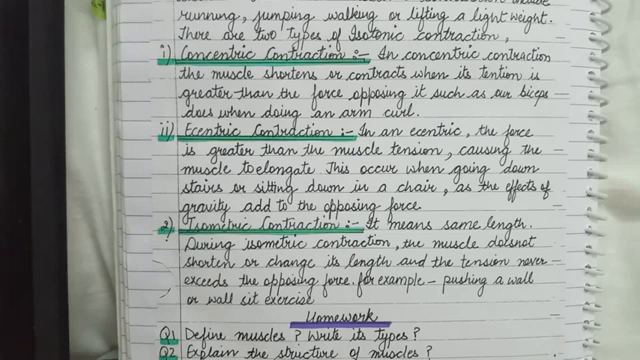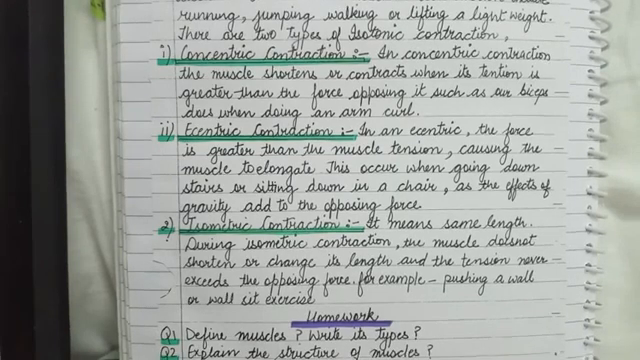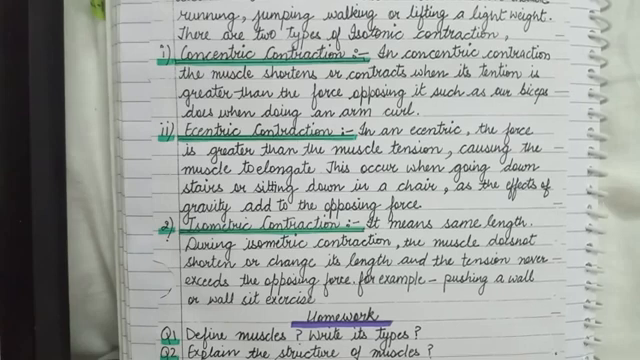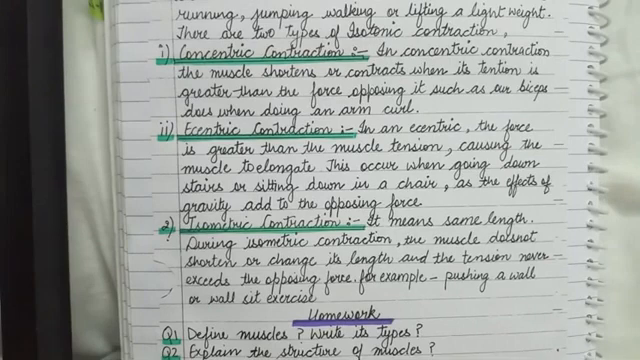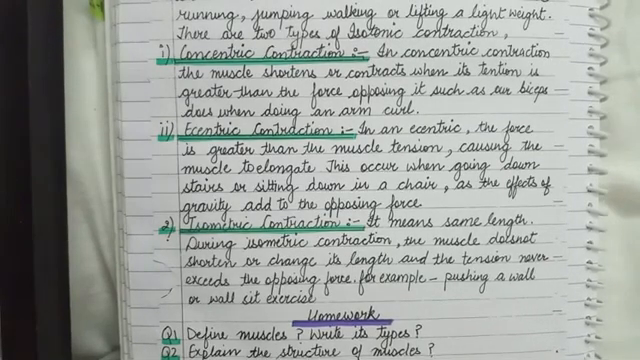Second, isometric contraction. It means same length. During isometric contraction, the muscle does not shorten or change its length, and tension never ends. The opposing force, for example, pushing a wall, exceeds the muscle tension, as in wall set exercise.